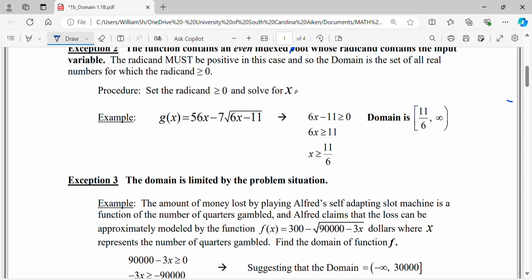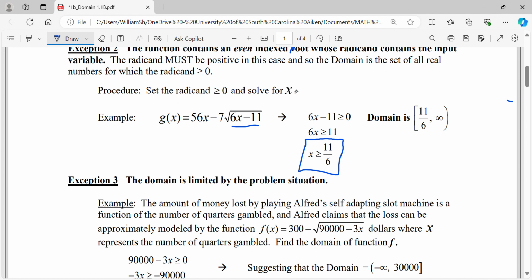So we set the interior part right here greater than or equal to 0 to limit what that inside part can be because we don't want it to be negative. And then we solve for x. So we take 6x minus 11, set it greater than or equal to 0, solve for x, and we see that x needs to be greater than or equal to 11 over 6. So the domain is 11/6 to infinity. It can be equal to in this case because we do have a greater than or equal to sign. So the domain is bracket 11 over 6 to infinity.